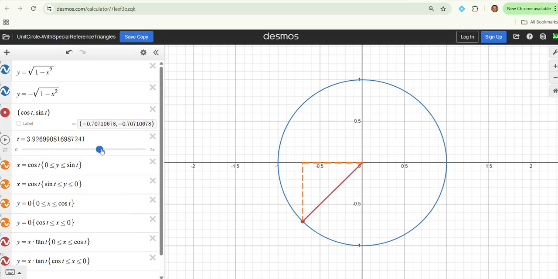If I keep rotating past 270 degrees, now I'm in quadrant 4. Let's go to this angle right here. That's 315 degrees. It's 45 degrees shy of 360 degrees, so that's a 45 degree reference triangle. Both of these lengths are root 2 over 2, which is about 0.707. But the x value is positive and the y value is negative because we're in quadrant 4, where this point has a positive x value and a negative y value. So we can keep rotating around.